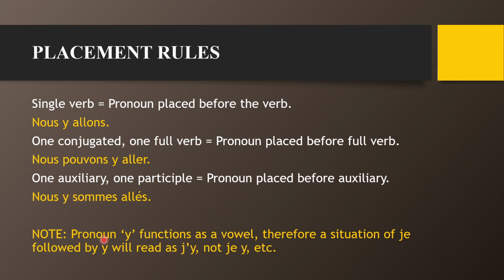Now something that you need to note is that this pronoun is represented by the letter Y. Now it functions as a vowel. As you know, the Y sometimes goes as a vowel, because it gives that E sound. So if you have to place the Y immediately after je, it does not happen as je y. It happens as j apostrophe y. You have to treat the Y just like a vowel, and when you have the E clashing with the vowel, you have to delete the E and replace it with an apostrophe.